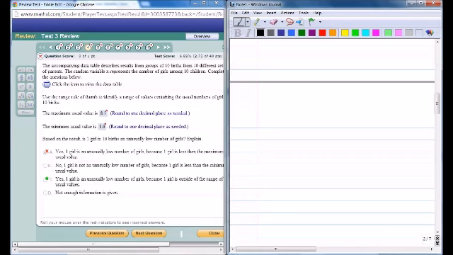Alright, so we want to find the maximum usual value and the minimum usual value. And remember, the range rule of thumb says that the mean plus 2 times the standard deviation will give us the maximum usual value, and mu minus 2 times the standard deviation will give us the minimum usual value.